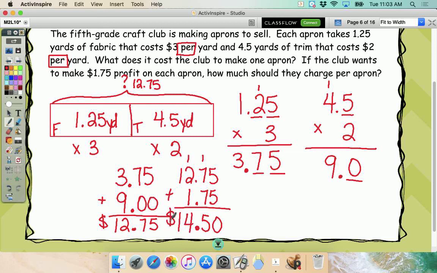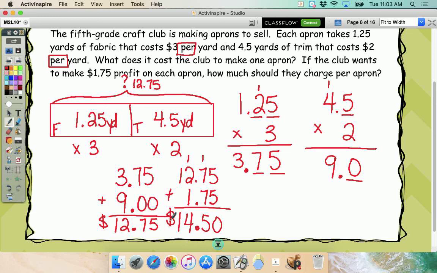So how much do I need to charge per apron? $14.50. You know what I do? I just rounded up to 15 so I didn't have to deal with the quarters. Yeah. And counting change back. Honestly, that's what I would do. You do the same thing? Okay. All right. So that's a pretty good problem.